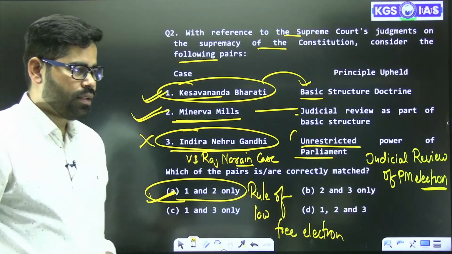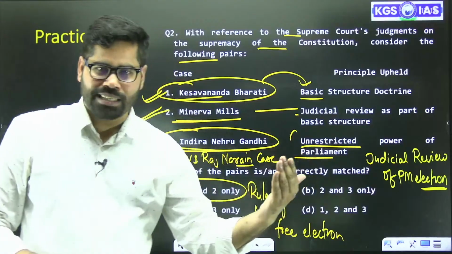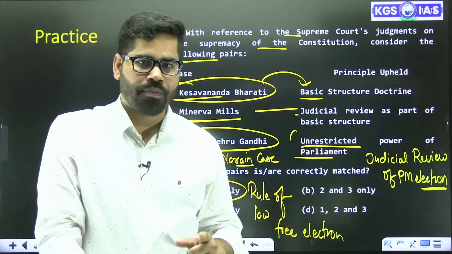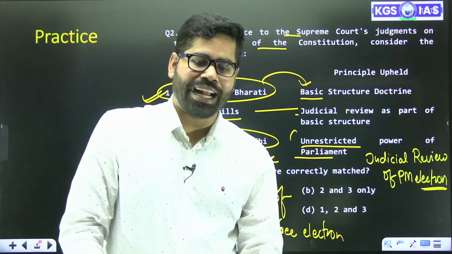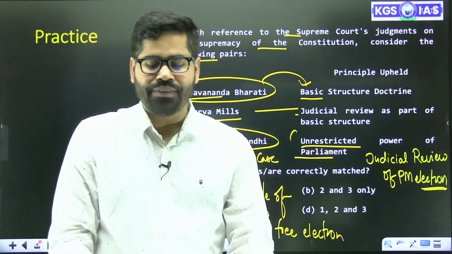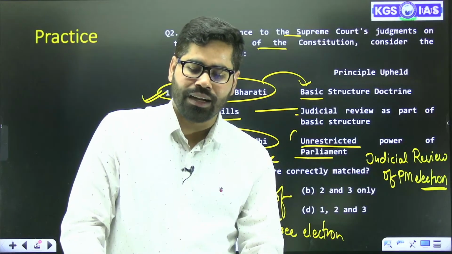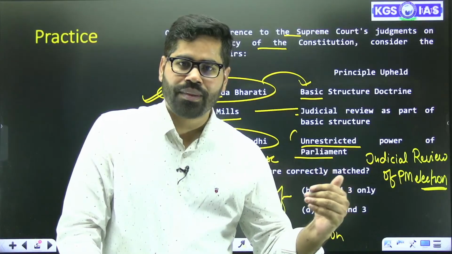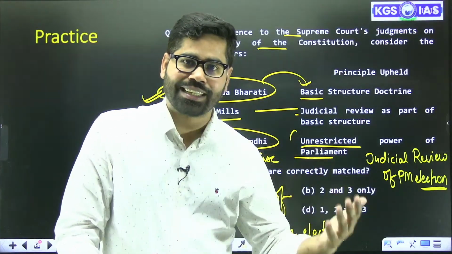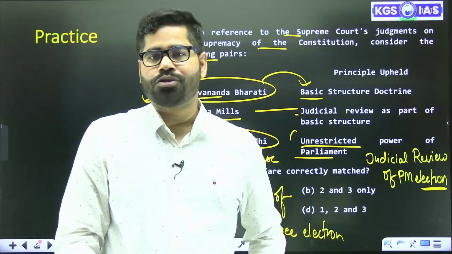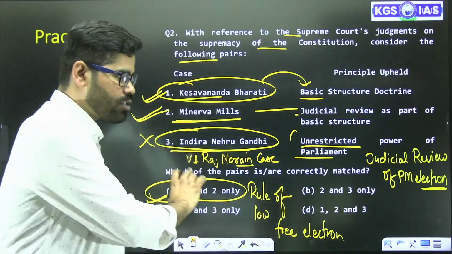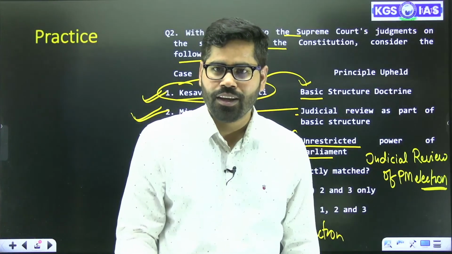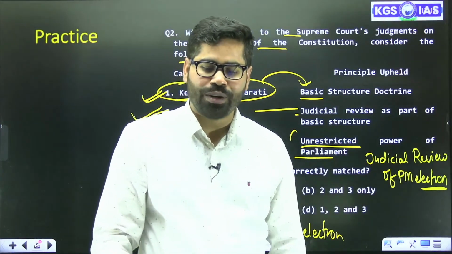Okay. The 2 is Minerva Mill is basically the part where it was said that again judicial review is basic part. But Indira Gandhi case was from 1975. So in 1975, Indira Gandhi was elected as Prime Minister and her candidature was rejected or said to be not valid by the Supreme Court. Okay. So that case is very much prominent, Indira Nehru Gandhi versus Raj Narayan case. That was a turning point for judiciary also and executive also.